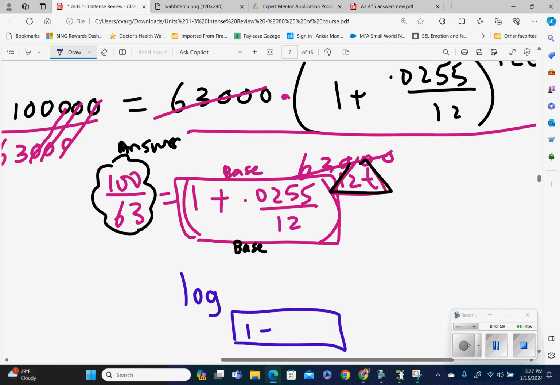So this 1 plus 0.0255 over 12 is going to go on the bottom. The answer to a log is my exponent. So my exponent is 12t. And then the 100 over 63 is going to go here.